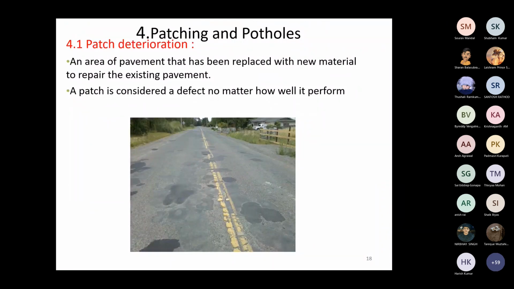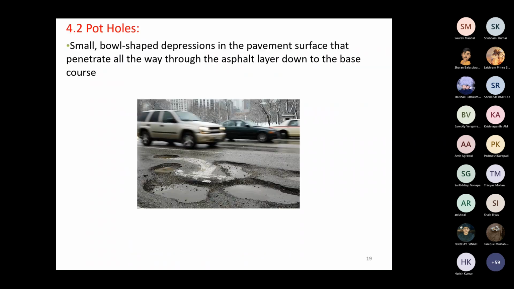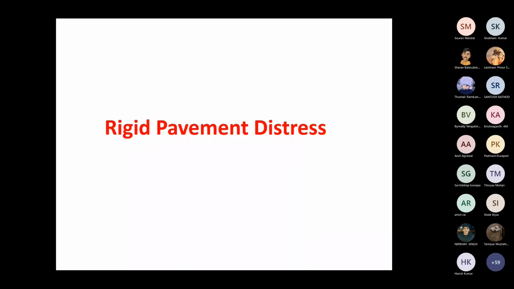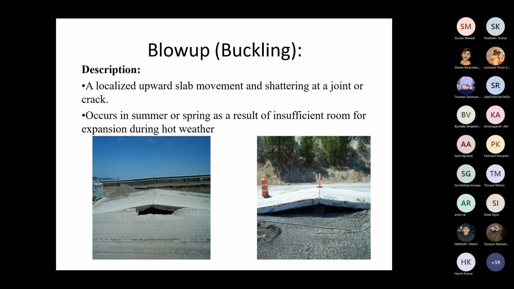Then patchwork: it's an area of pavement that has been replaced with new material. A pothole is a small bowl-shaped depression in the pavement surface. So these are the distresses occurring with respect to bituminous or flexible pavement. Okay. So what are the distresses in rigid pavement?